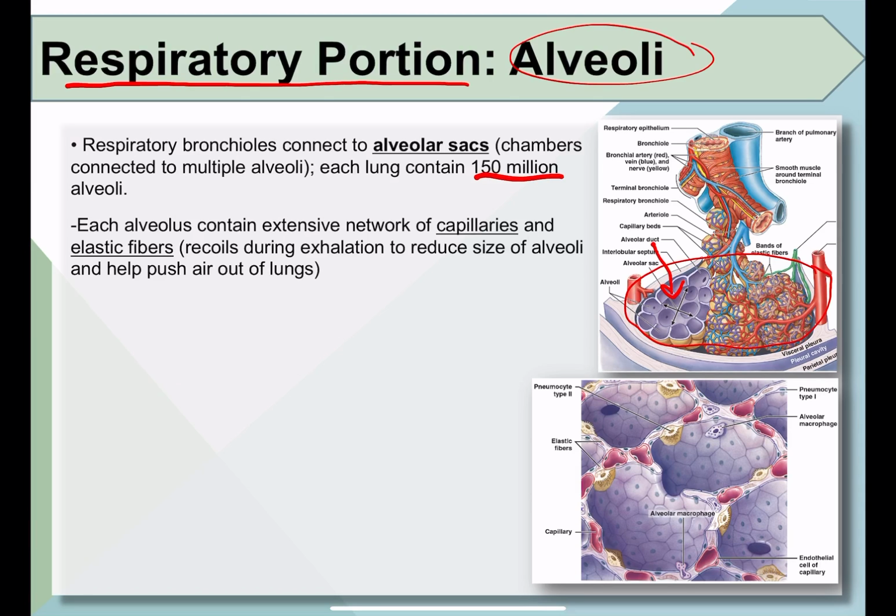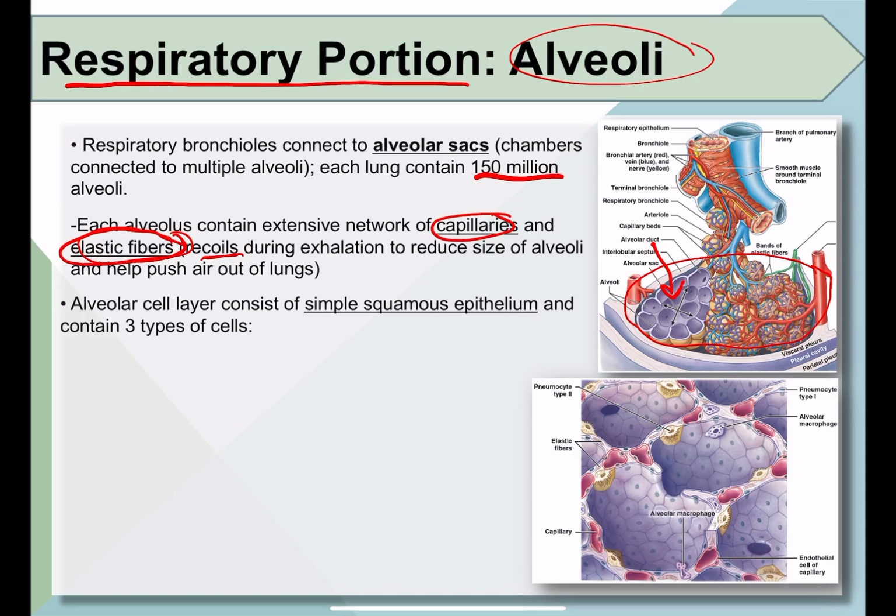Now, each alveolus is surrounded by an extensive network of capillaries and elastic fibers. These capillaries are, of course, delivering blood to those areas for oxygen pickup. The elastic fibers are like what the blood vessels do with elastic recoil. The alveoli also need to recoil during exhalation to reduce their size, which assists with pushing air out of the lungs. Literally, they're like little tiny balloons all over your lungs for taking in air and pushing out air. So remember, capillaries are for the actual exchange of gases, for oxygen to migrate into your blood. Elastic fibers help with the recoil of these alveoli, little pockets or balloons.